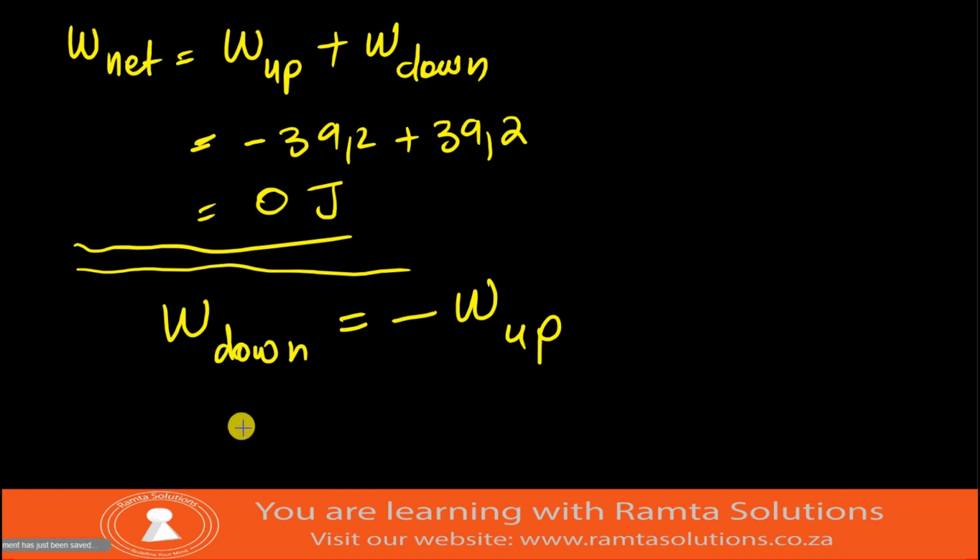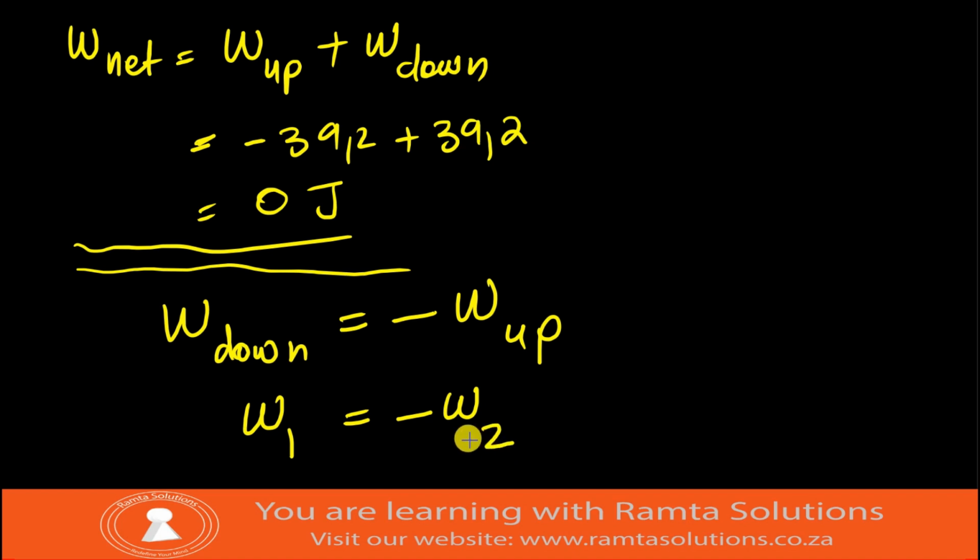In other words, we can generalize it by saying if you have subscript 1 meaning forward motion, subscript 2 meaning downward or reverse motion, you can say work done for forward motion is equal to the negative of work done for the reverse motion.